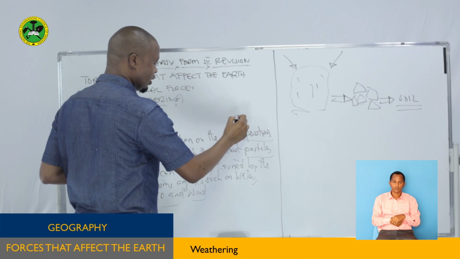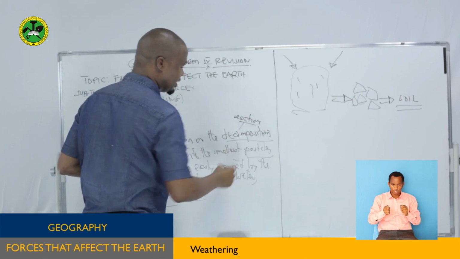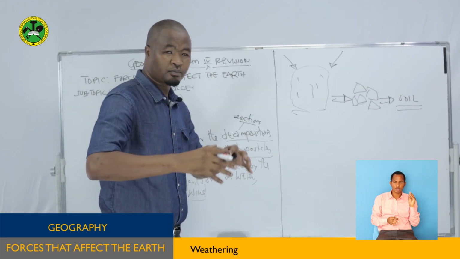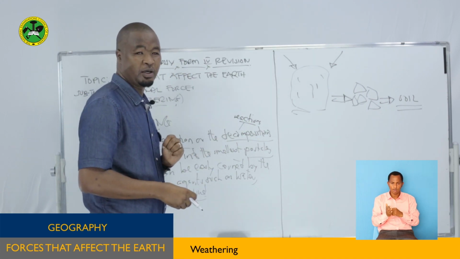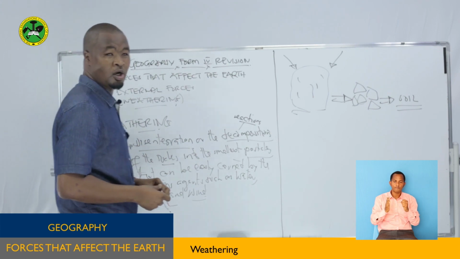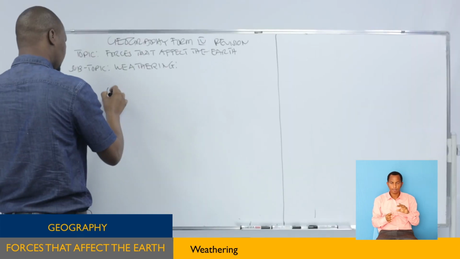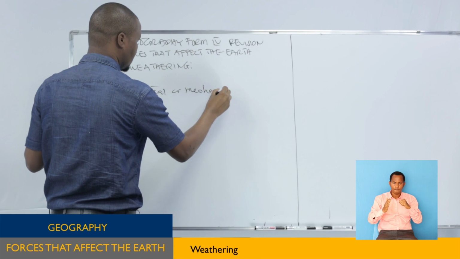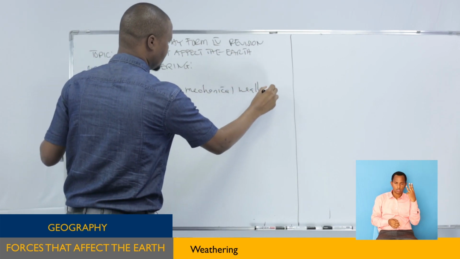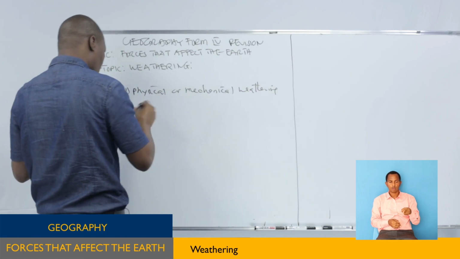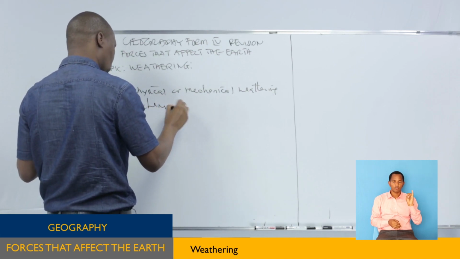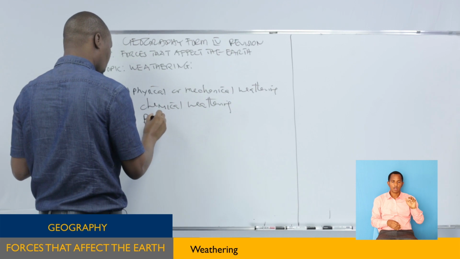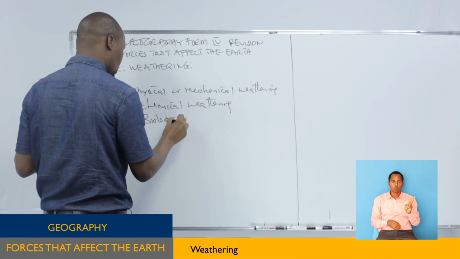In decomposition, the rocks undergo a reaction. There is a chemical reaction between the minerals of the rocks and the elements of water, or other climatic conditions that may affect the rocks. Are we together? So this is weathering. Let's see the types of weathering. We have the physical or mechanical weathering, the chemical weathering, as well as the biological weathering.